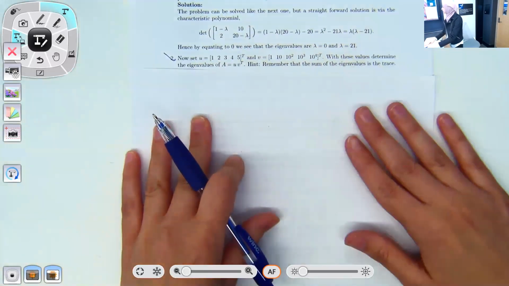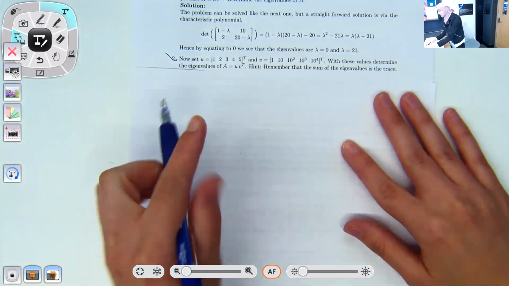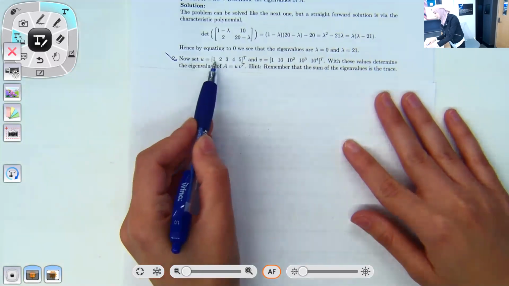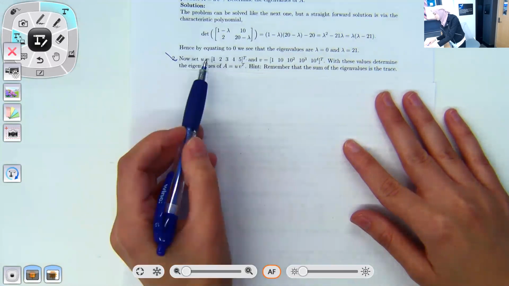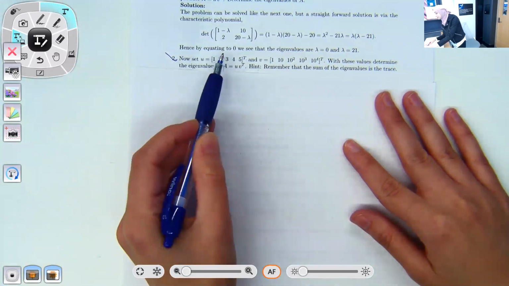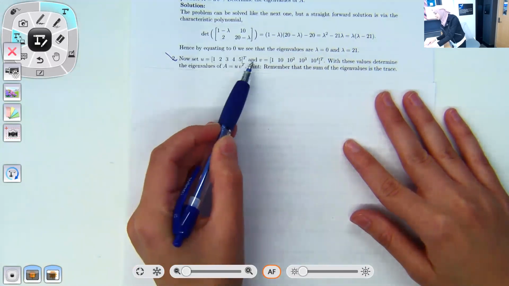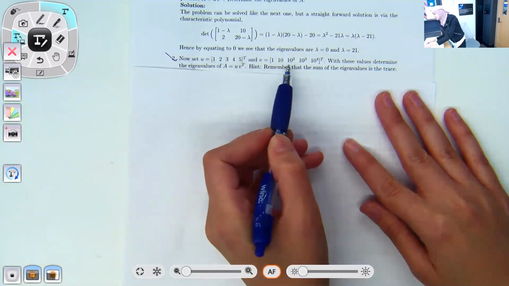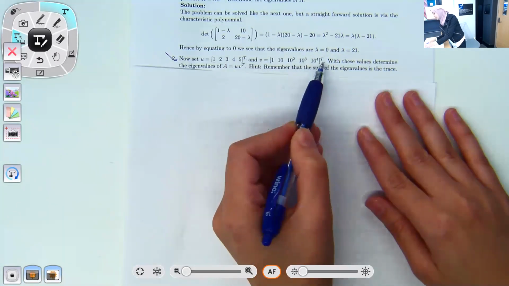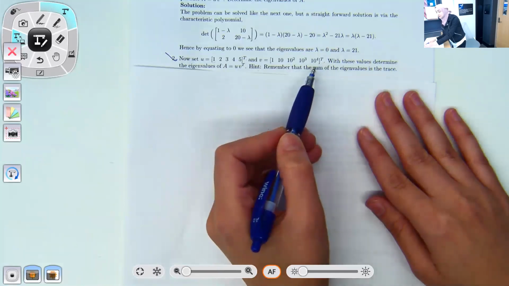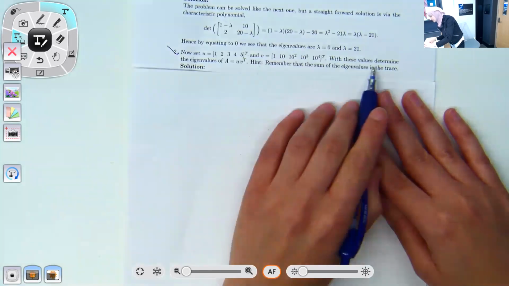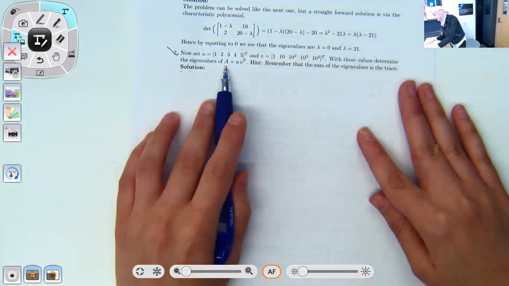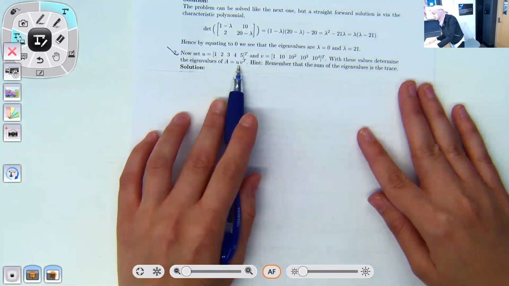Okay. In question 2, they ask: now set U equal to (1, 2, 3, 4, 5) transpose. If you remember, in part A we had U just 1 and 2. Here we have 1 up to 5, and V equal to (1, 10, 10 to power 2, 10 to power 3, 10 to power 4), but in part A we just had 1 and 10. With these values, determine the eigenvalues of A, which equals U times V transpose.